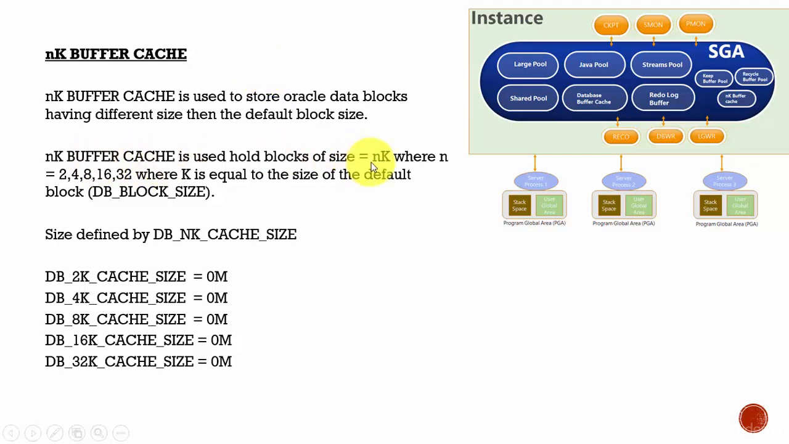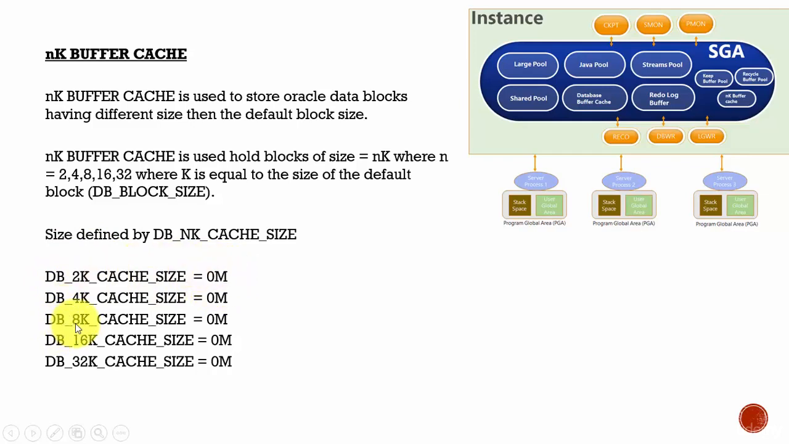Here n is nothing but a number like 2, 4, 8, 16, 32, and k is equal to the size of the default block size, and we know the default block size is determined by the parameter db_block_size. If you want to create a data block which is 2 times of your default block size, then you configure db_2k_cache_size and you mention the memory size. By default it is 0.